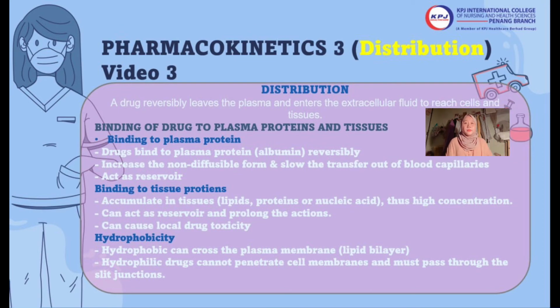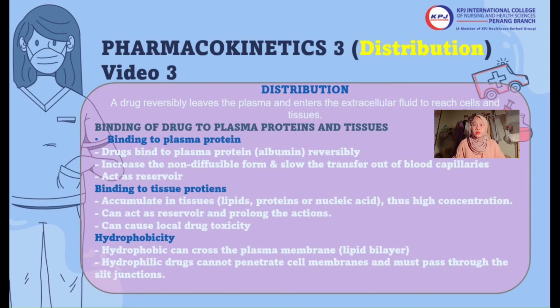What is binding to plasma protein? Binding to plasma protein is when drugs bind to plasma protein, which is albumin, reversibly, and become non-diffusible, so they are slow to transfer out of blood. Capillaries act as reservoir. Next, binding to tissue protein.